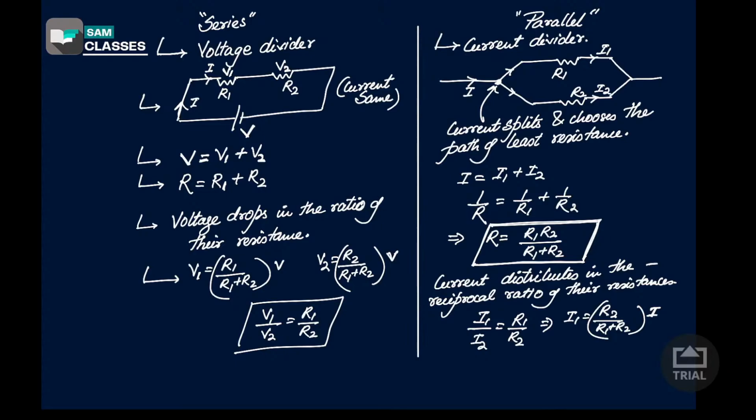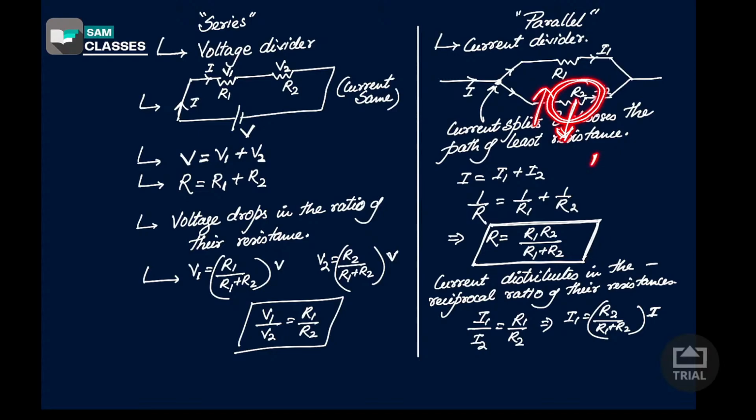So here current distributes in the reciprocal ratio of the resistance. That is simple logic. If you have a very high value resistor, current will go less. Clear?